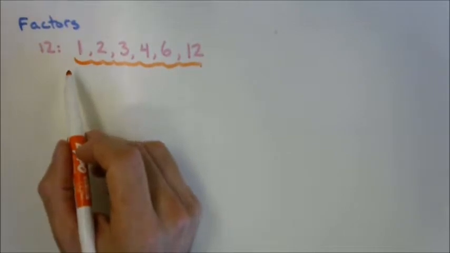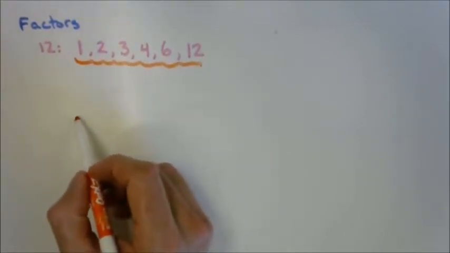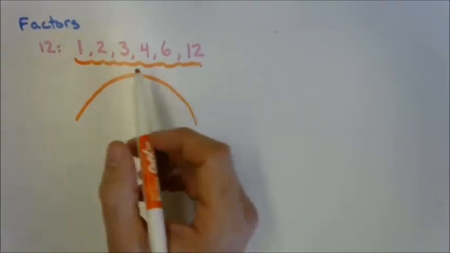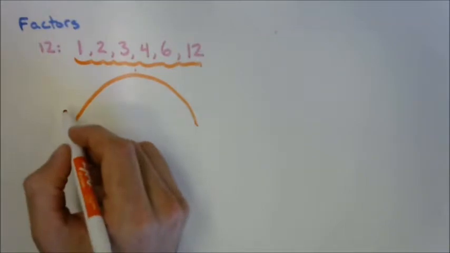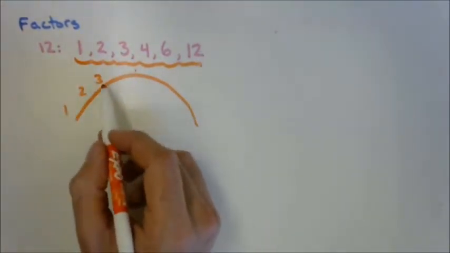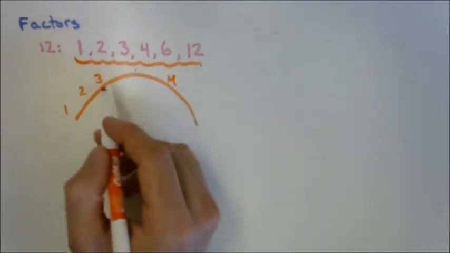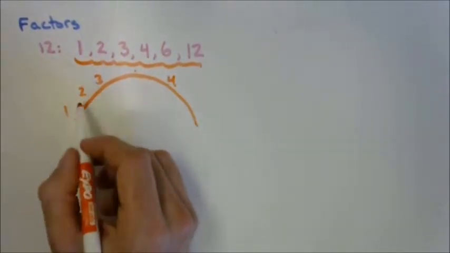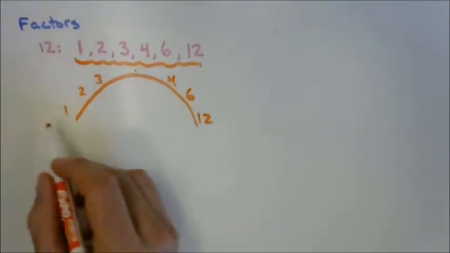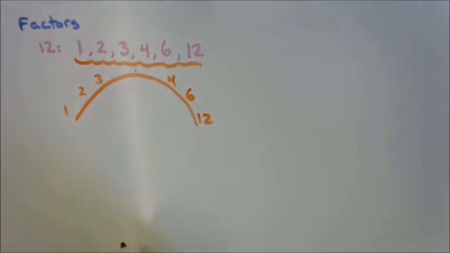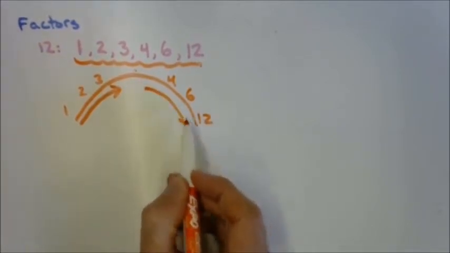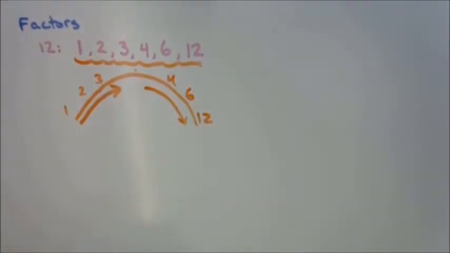I like to think of it, if I'm doing a list of factors, as a hill. You go up the hill to halfway, and then you go back down and get every matching factor. So for instance, we would go 1, 2, 3, and then on the other side of the hill is 4, because 3 and 4 multiply to 12, and then 6, because 2 and 6 multiply to 12, and then 12, because 1 and 12 multiply to 12. And then you're done. So if you get all the factors going up the hill, going down the hill is really easy, and then it's done. That's all the factors. Okay?